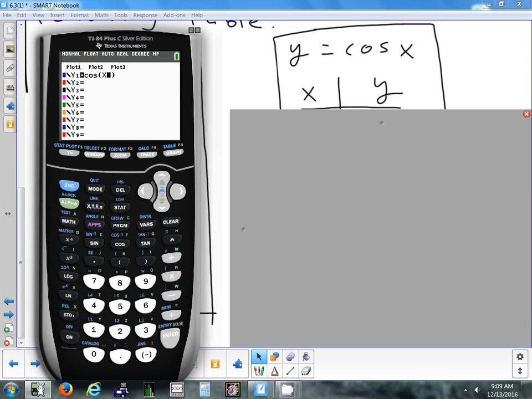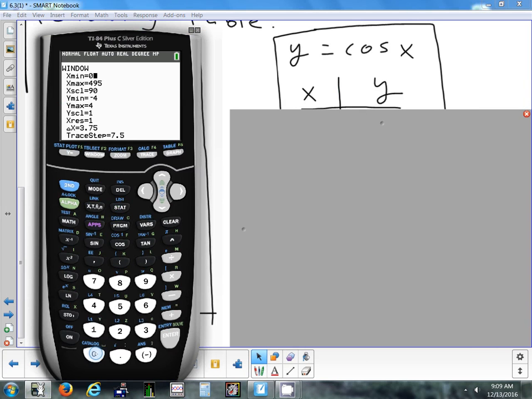Right, so what I'm going to do is set this up so that you see only one cycle of cosine. They're going to have you do this a lot when we get into graphing in later sections, probably not as much this week, but they're going to say graph cosine and set it up so you only see one cycle.